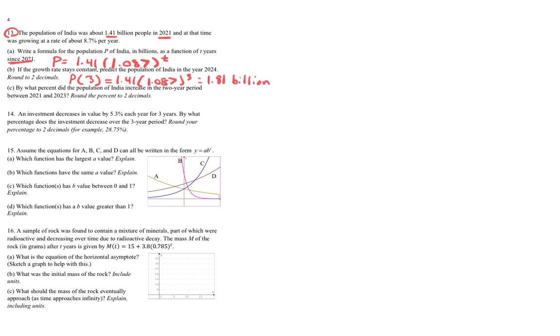Okay. Then for C, by what percent did the population of India increase in the 2-year period between 2021 and 2023? So for this one, we need to figure out the population in 2023. So that's 2 years after 2021. So P of 2 equals 1.41 times 1.087 to the second power. So if we enter this into our calculator, we should get that P of 2 equals 1.66.